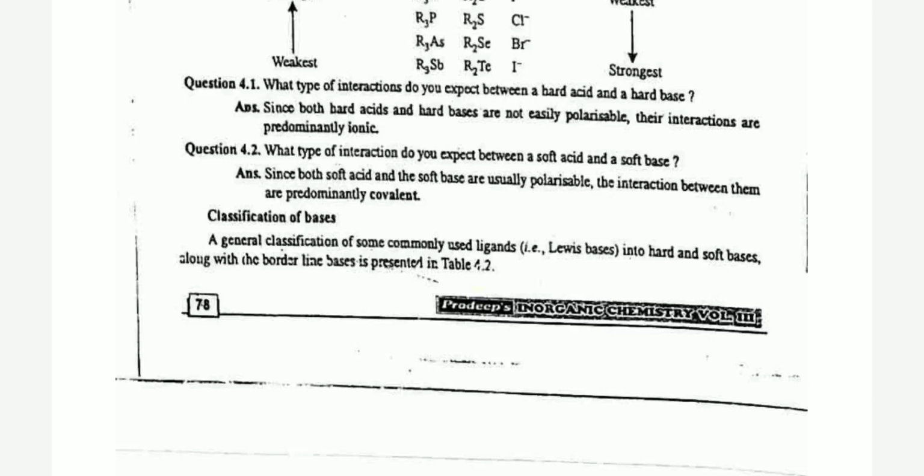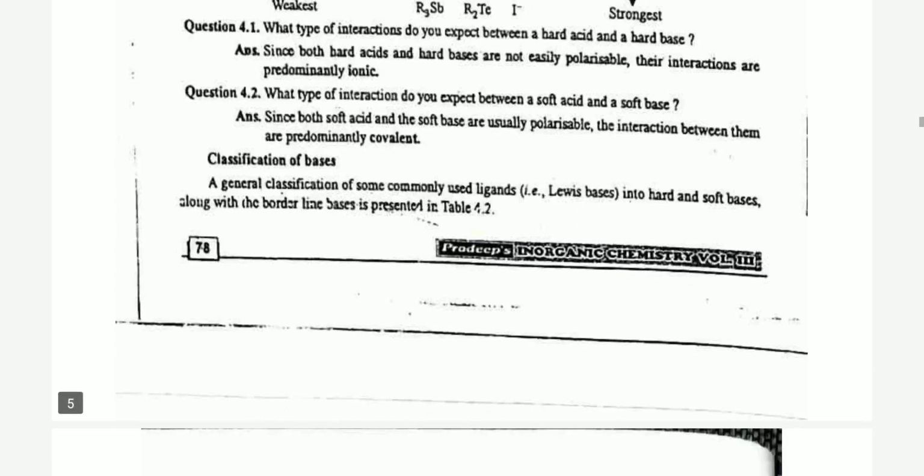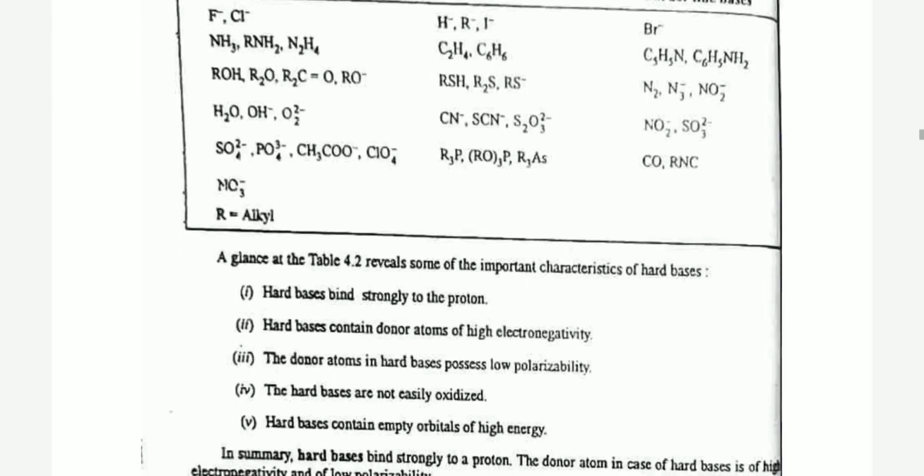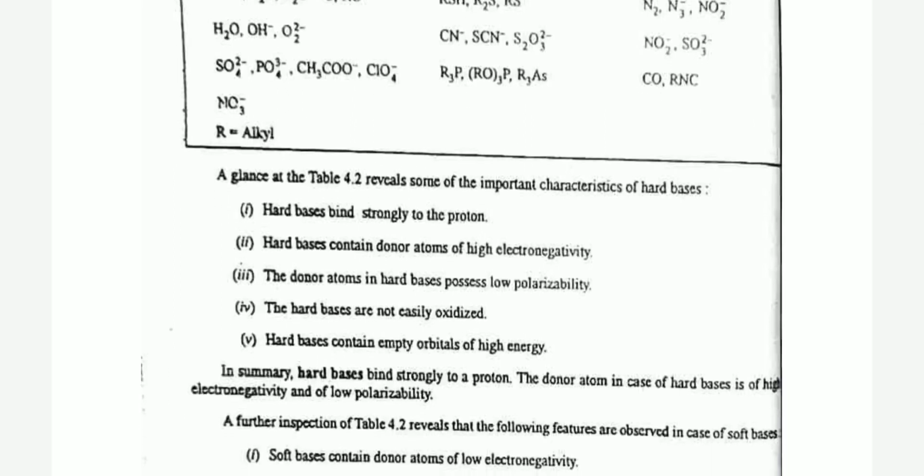Classification of bases. A general classification of some commonly used ligands, that is Lewis bases, into hard and soft bases along with the borderline bases is presented in Table 4.2. A glance at Table 4.2 reveals that some of the important characteristics of hard bases are: first, hard bases bind strongly to the proton.